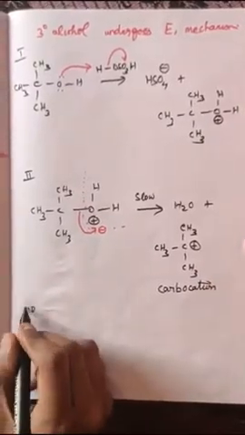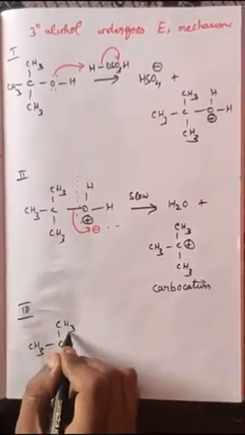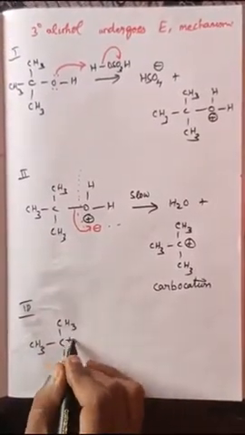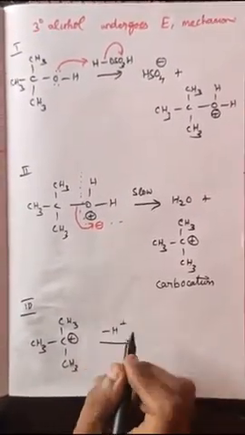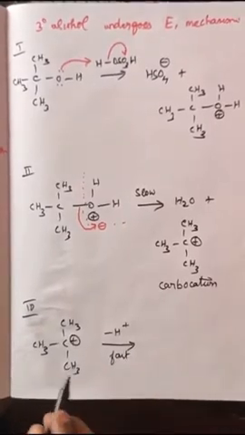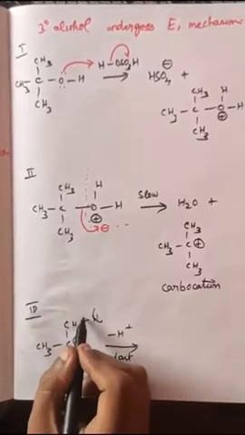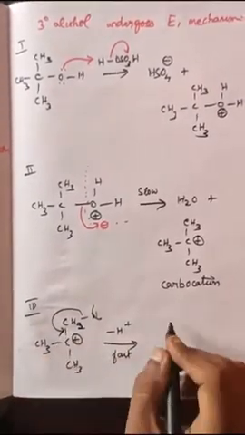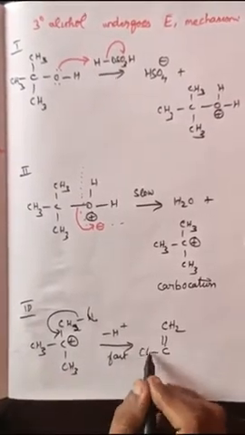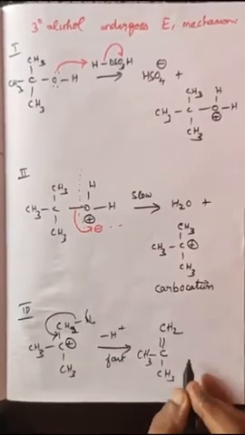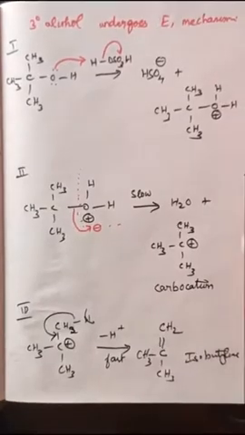Next, step 3. The carbocation is taken, CH3 bond C, CH3 bond CH3 with the positive charge. Here what is going to happen? Minus H plus. H plus is going to get removed. So I am going to remove H plus from here. From CH3 the hydrogen goes, so this bond comes here. So here a double bond: CH2 double bond C bond CH3 bond CH3. This molecule is called isobutylene.